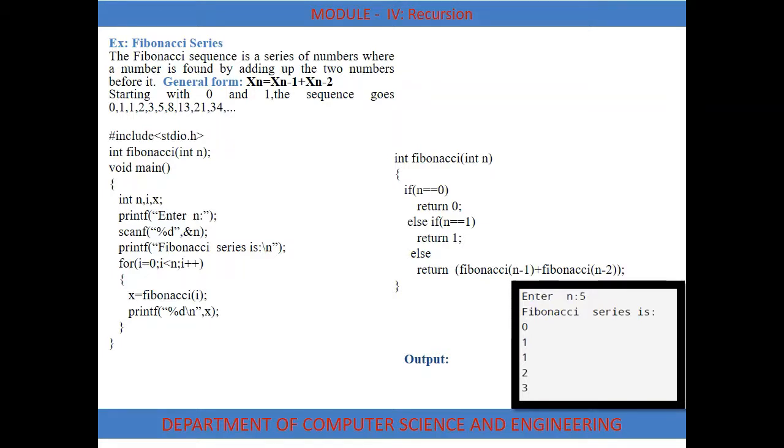So here within the function we are taking the variable as n. So now value of n is 0. So is 0 equal to 0? Yes. So the return value is 0. That is the first term of Fibonacci series is 0. So go to the main function and display the value of x, that is 0. Again increment the value of i by 1. Now i is equal to 1. Check the condition. Is 1 less than 5?